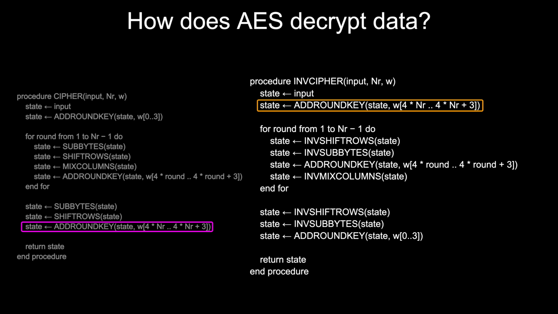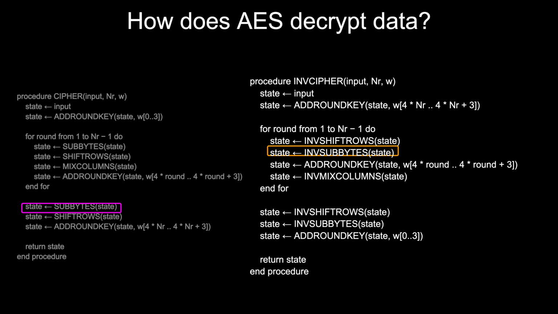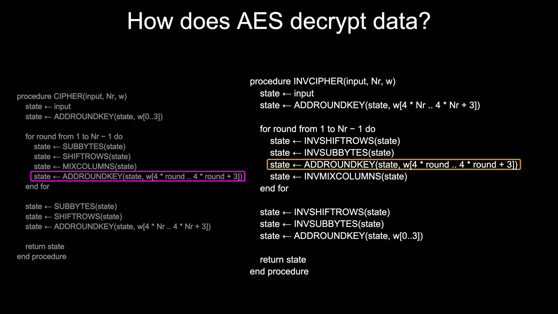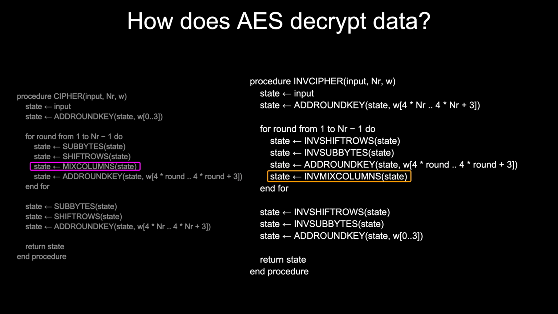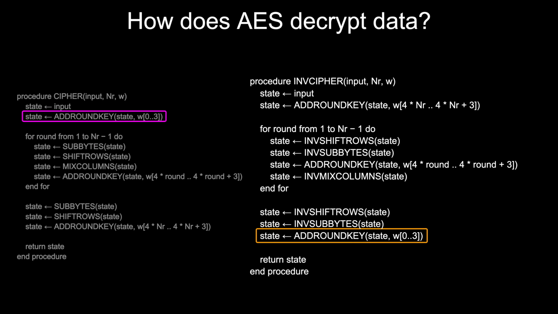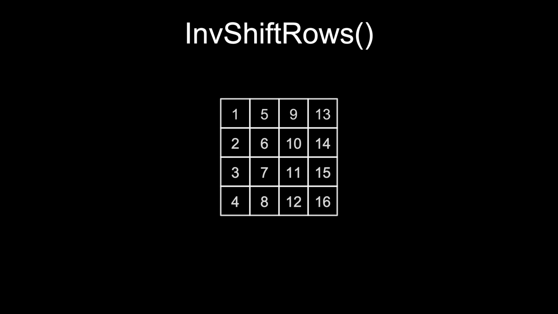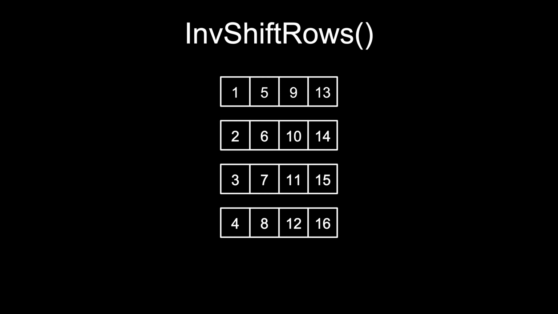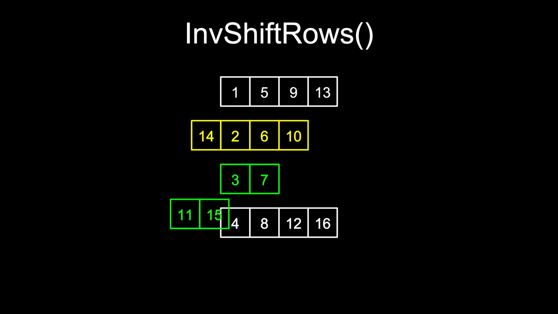Since the decryption process is quite similar, I'll show you the pseudocode as well. The code structure looks exactly the same, but in reversed order, and each method has its inverted counterpart. Inverted shift rows shifts the same number of cells as in ShiftRows, but instead of to the end, it moves cells to the start of each row.